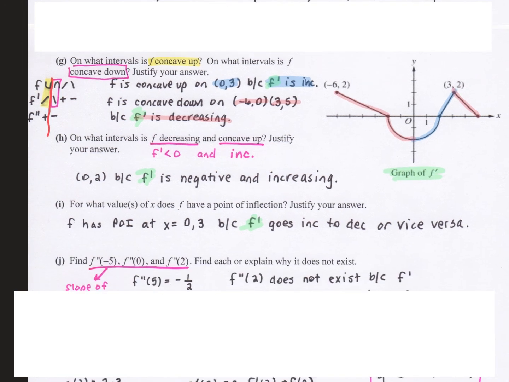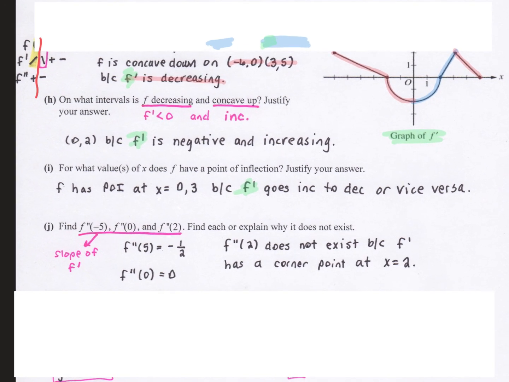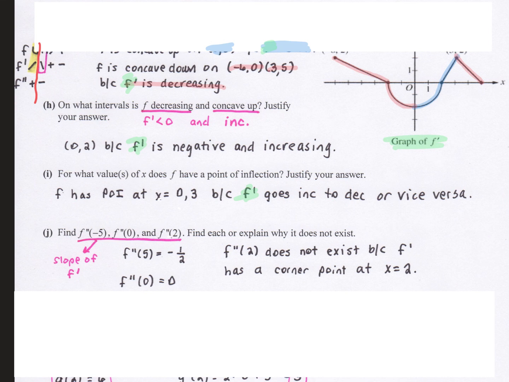In part J, I'm asked to find f double prime of various values. And what f double prime is referring to is just the slope of f prime. It's just going one more derivative or slope out. So if I want f double prime of negative 5, I can just count out the slope. Here's negative 5 here. I go down 2 and over 4. And that gives me a slope of negative 1/2. For f double prime of 0, here at 0, because I'm hitting that minimum point, I know that the slope of the tangent line would be 0. So f double prime of 0 is 0.